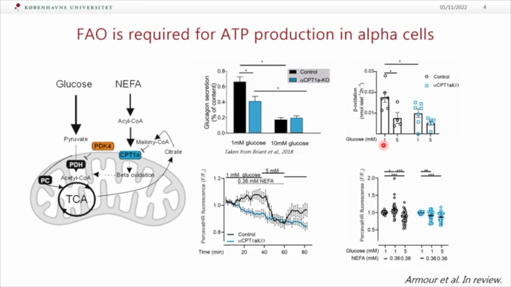And when we look at ATP in islets from the knockout mice and the littermate controls, we see that the controls act as the wild types on the previous slide, with an increase in ATP fluorescence upon addition of fatty acids and a significant drop in ATP when we add more glucose, whereas the CPT1A knockout mice showed a gradual decline in ATP throughout the experiment. And this tells us that in alpha cells, fatty acid oxidation is important for ATP production.